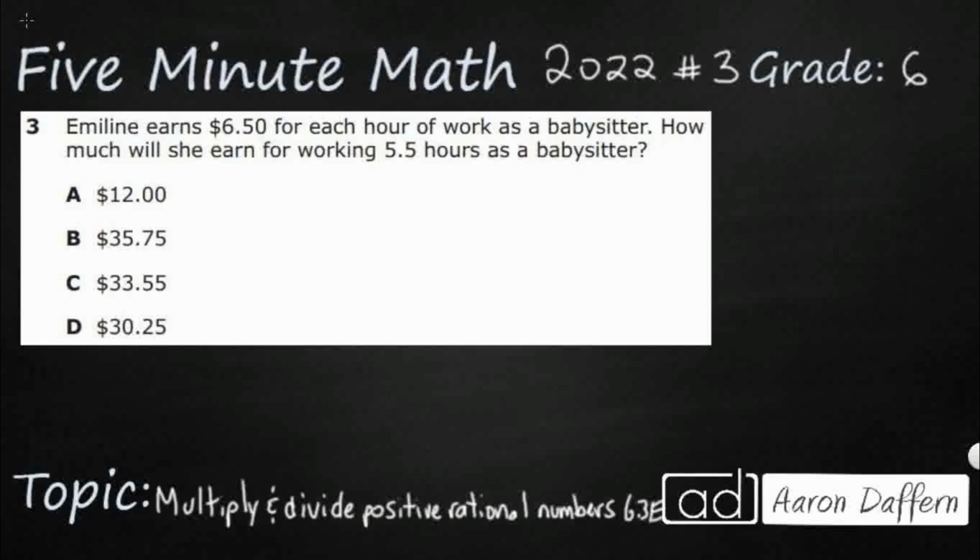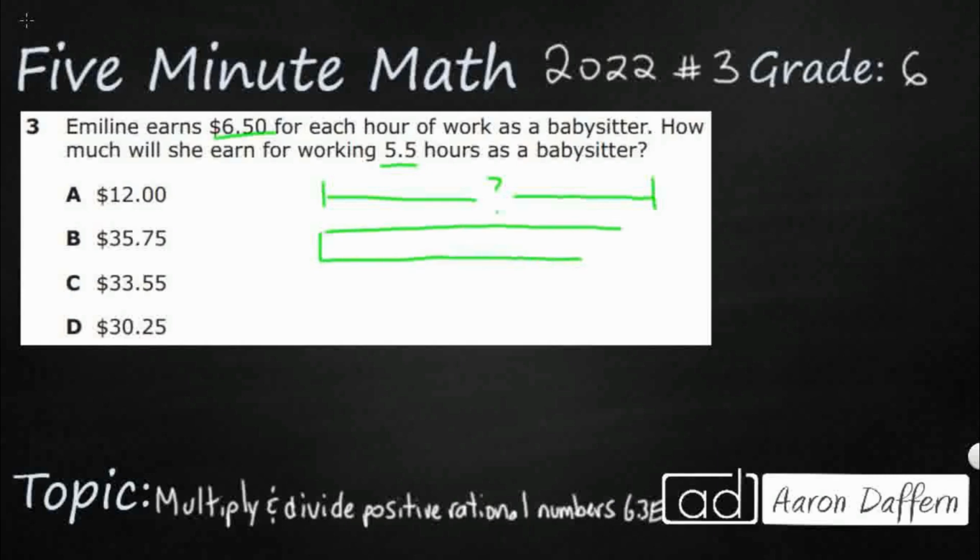So Emmeline earns $6.50 for each hour of work as a babysitter. How much will she earn if she works 5.5 hours? All right, so if we want to draw a strip diagram here, we've got our total we're missing, right? And so she's going to work 5.5 hours. So if I were to draw that, I'll try to make it look like this.